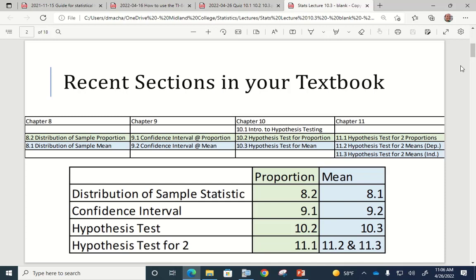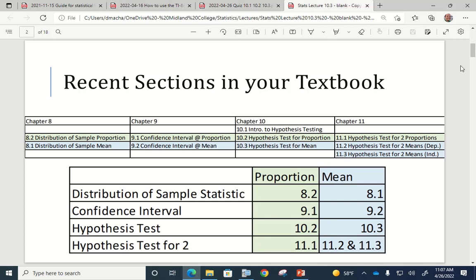The difference is that in chapter 11, you learn how to do a hypothesis test about two population proportions. So rather than making a statement saying, I think the proportion of blank is less than 1/2, you'll be able to say, I think that population A has a smaller proportion than population B. You can compare a proportion from two different populations.